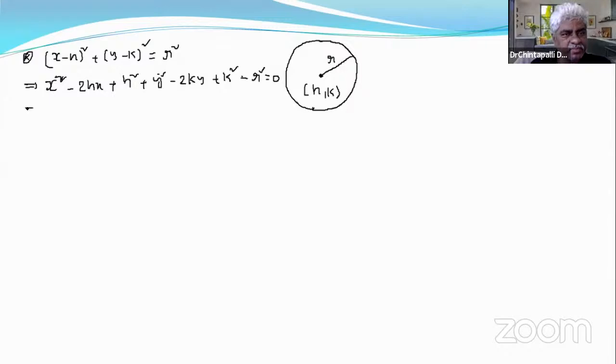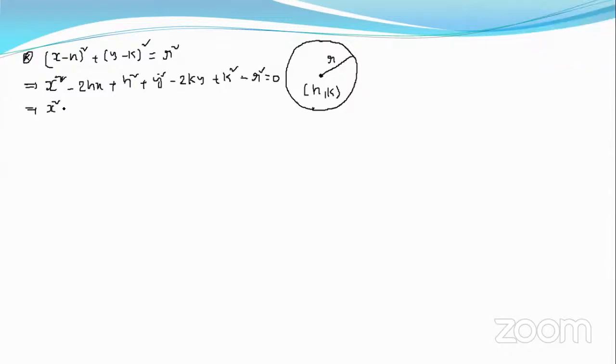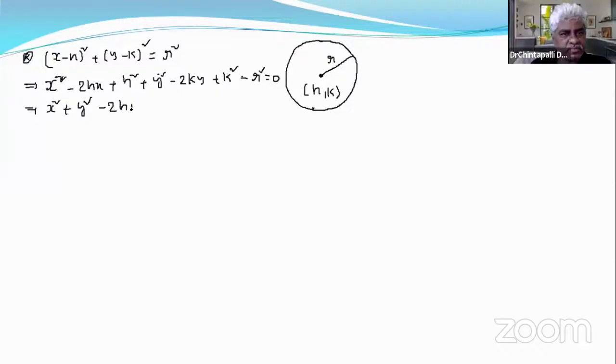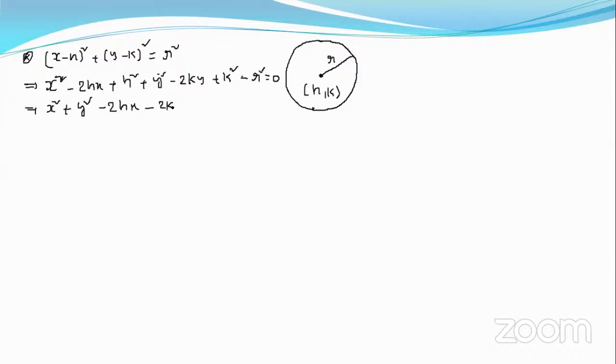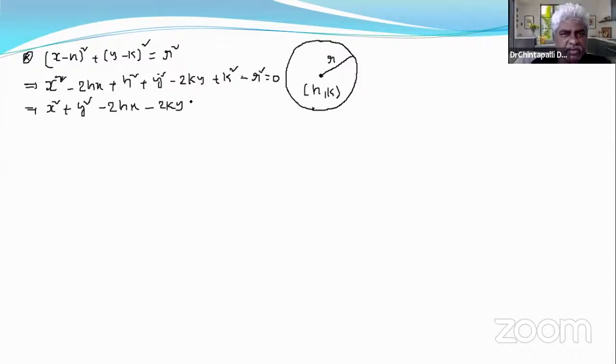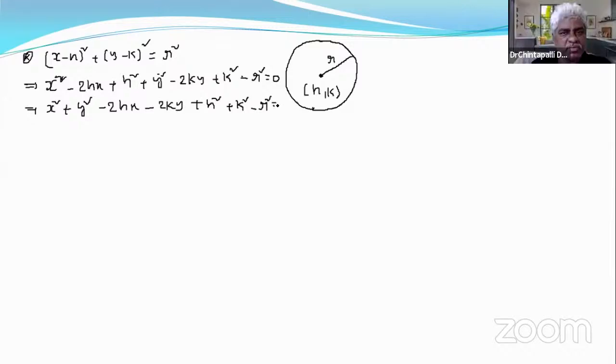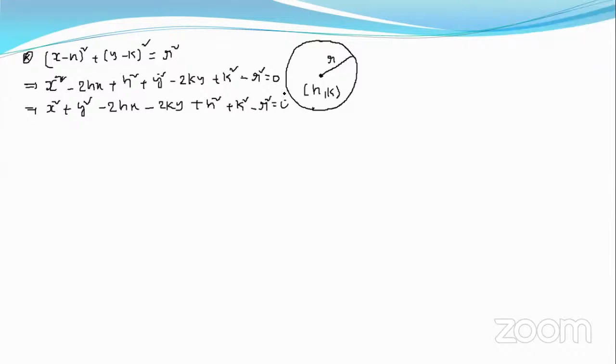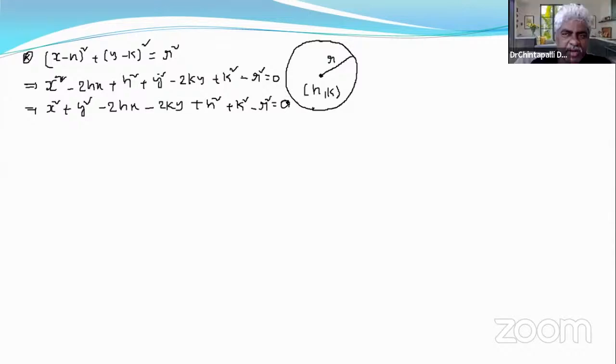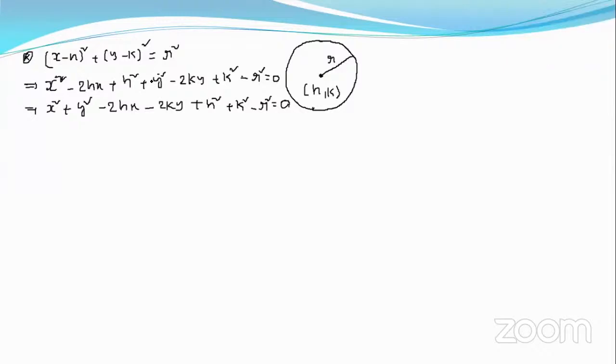We rewrite the equation in a specific order. That is x square plus y square minus 2hx minus 2ky plus h square plus k square minus r square is equal to 0, right? Yes, sir. Now, this equation is compared to the general equation. It is called the second degree general equation because the powers are 2.